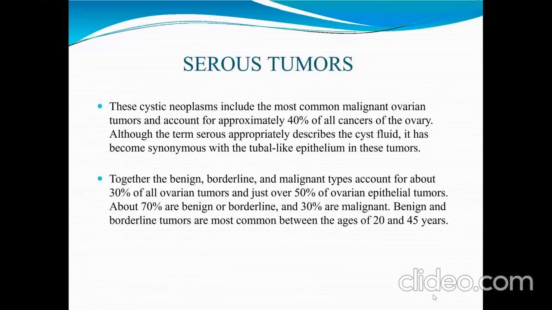First is serous tumors. These cystic neoplasms include the most common malignant ovarian tumors and account for approximately 40% of all cancers of the ovary. Although the term serous appropriately describes the cyst fluid, it has become synonymous with the tubal-like epithelium in these tumors. Together, the benign, borderline, and malignant types of serous tumor account for about 30% of all tumors and just over 50% of all epithelial ovarian tumors. About 70% are benign or borderline, and 30% are malignant. Benign and borderline tumors are most common between ages 20 and 45 years.